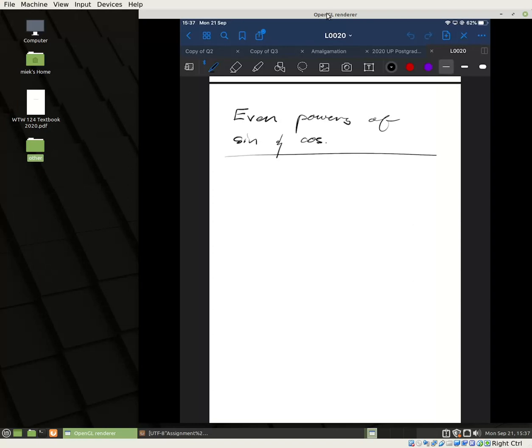Okay, so we have now seen how to compute integrals of products of odd powers of sine and cosine. So now we will move to even powers of sine and cosine. This configuration turns out to be a little bit trickier. So the idea here is we will use the following three trigonometric identities.